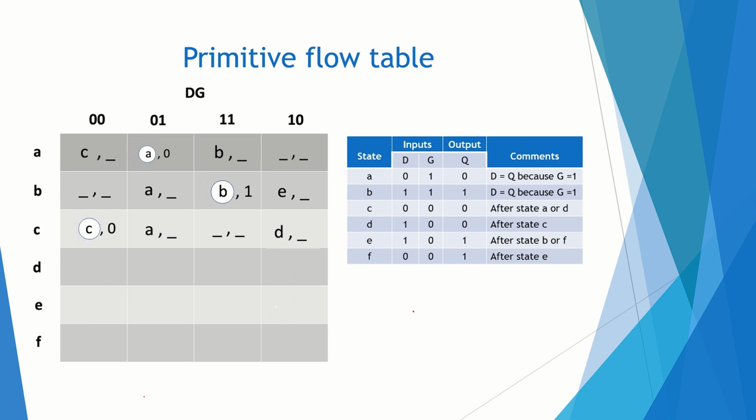So next state is at the next state D. Again stable state is, so D is 1 0. The stable state is 1 0 1 0 0. So D comma 0. This is stable state D comma 0. Output is 0.